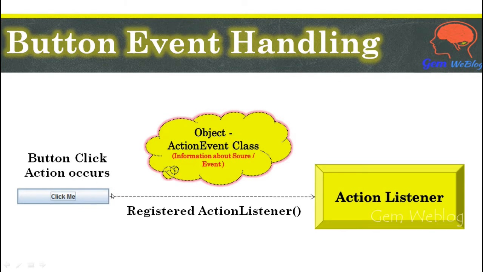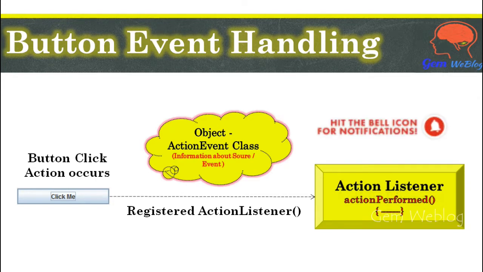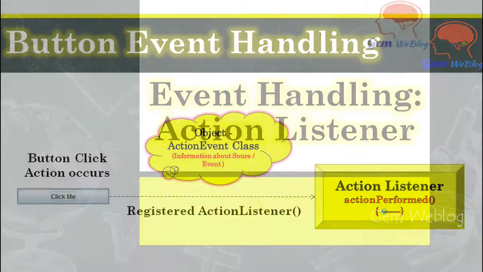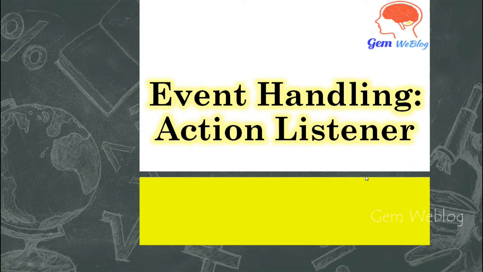Now, whenever the button is clicked, the object for the action event class is created, which contains information about the source and the event. It is passed as a parameter to the action listener interface, which is already registered by the corresponding component. Once the event object is received, whatever task has been defined inside this actionPerformed method will take place. Now we will move into the demonstration of event handling using action listener.